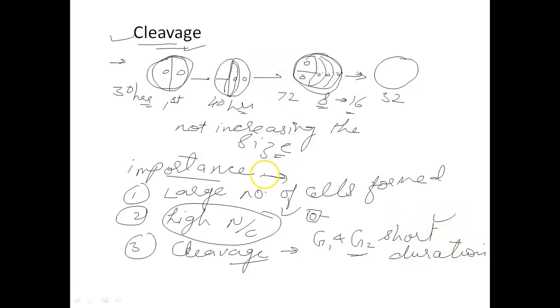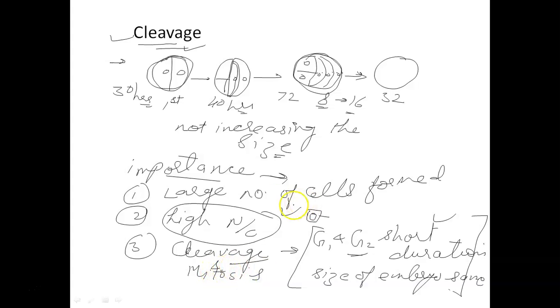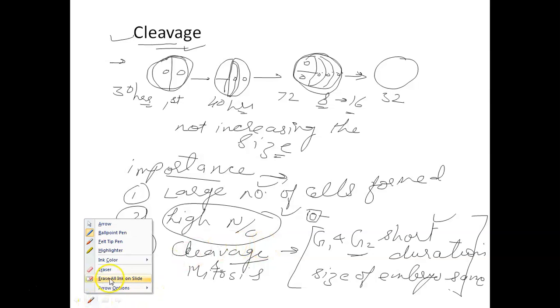So size is not increasing, and in G1 and G2, the size of the embryo is the same. Actually, these are the two differences between cleavage and mitosis, and the importance is that a large number of cells can be formed while keeping a high nucleocytoplasmic ratio.